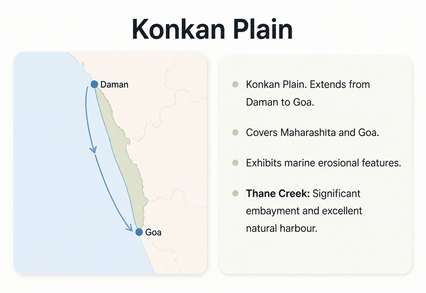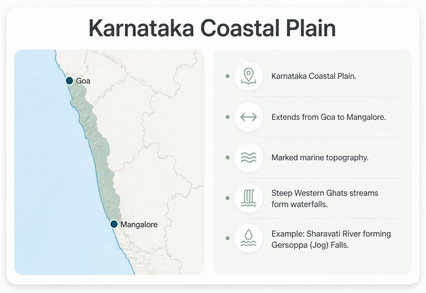It is a significant embayment, a recess in the coastline forming a bay, which serves as an absolutely excellent natural harbor. Continuing south, we reach the Karnataka coastal plain, extending from Goa to Mangalore. The marine topography here is very distinctly marked. One of the most spectacular features of this region occurs where streams originating in the Western Ghats cascade down incredibly steep slopes to reach the coastal plain, forming massive waterfalls. A notable example is the Sharavati River, which plunges down to form the famous Garsopa or Jog Falls.